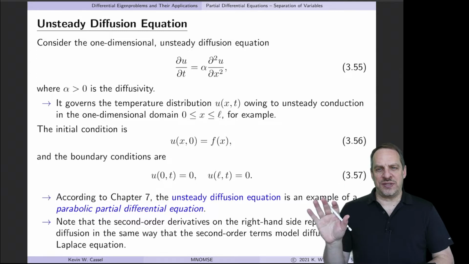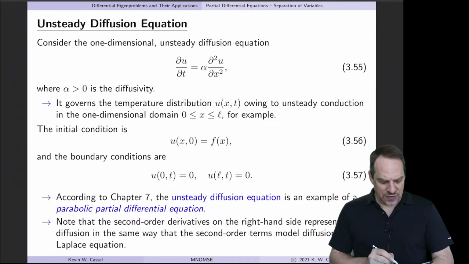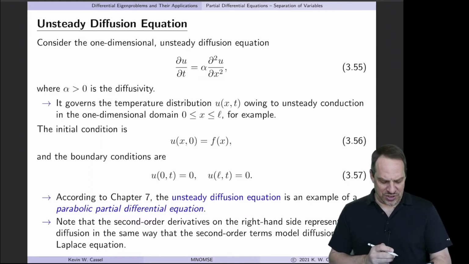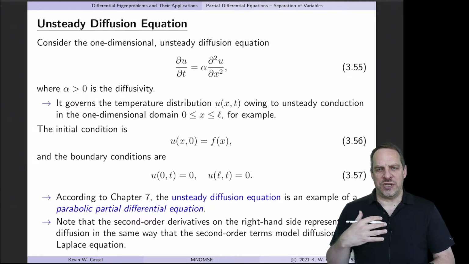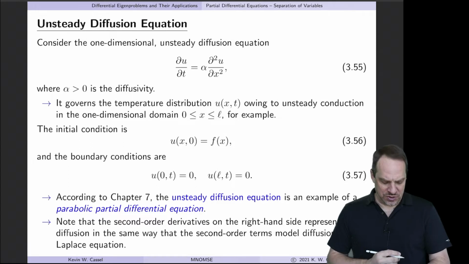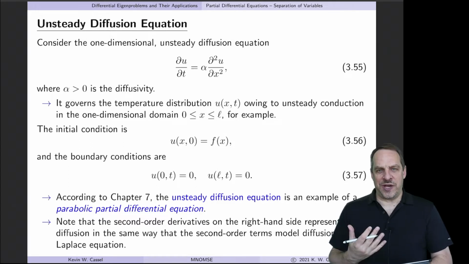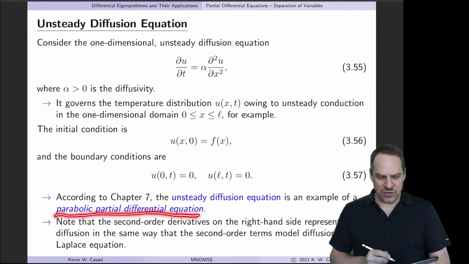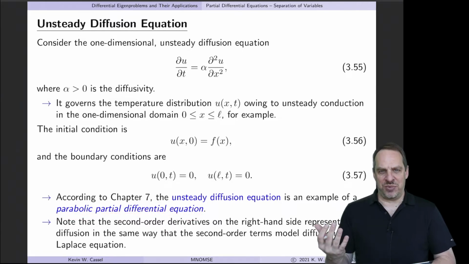So whereas the Laplace equation governs steady heat conduction in 2 dimensions, the unsteady diffusion equation governs, for example, unsteady heat conduction in 1 spatial dimension. So alpha here is the diffusivity. That gives the rate at which the heat diffuses through the medium. Now this is an initial value problem. It's in the form of a parabolic PDE, whereas Laplace's equation was an elliptic PDE.